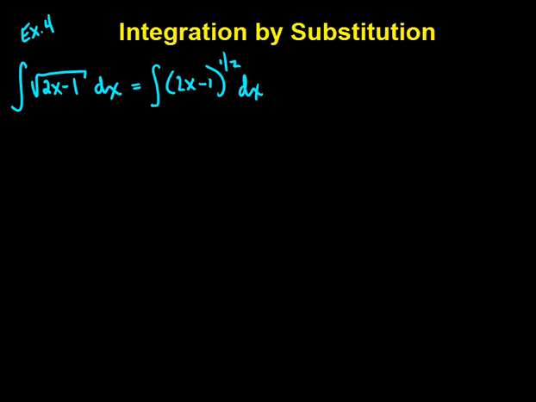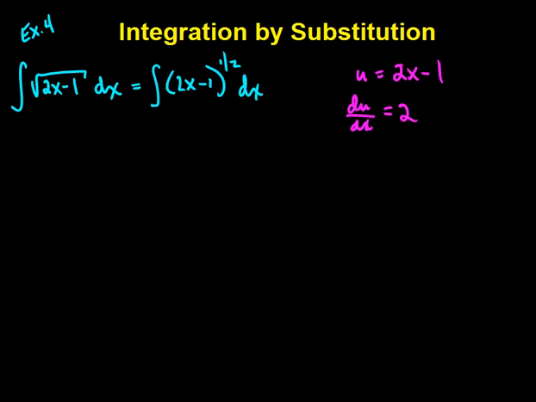2x minus 1 is the inside function. Now the derivative of 2x minus 1 is just 2. And since that is a constant, then integration by substitution is always going to work. So whenever the derivative of the inside function is a constant, integration by substitution will always work. Another way of stating it is that if the inside function is a linear function, then integration by substitution will always work. So we let u equal the inside function, which is 2x minus 1.